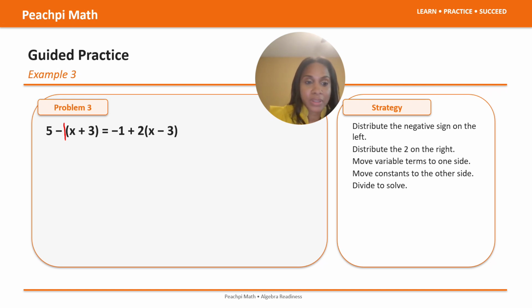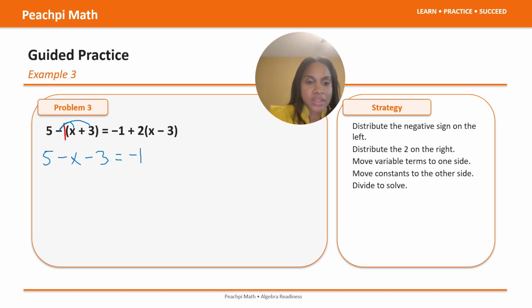All right. I'm bringing down this 5. I don't want to write in red. Let me do blue. All right. So negative 1 times x, that's just going to be a negative x. We're going to put the 1. Negative 1 times 3, that is a negative 3.